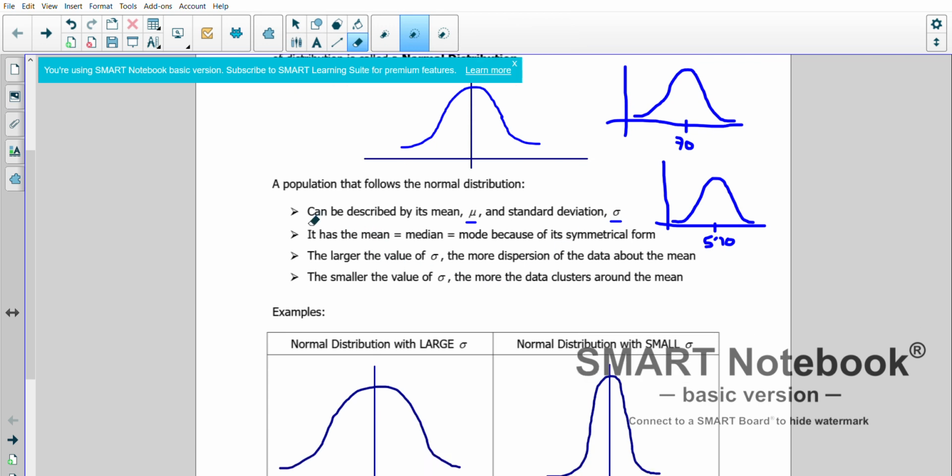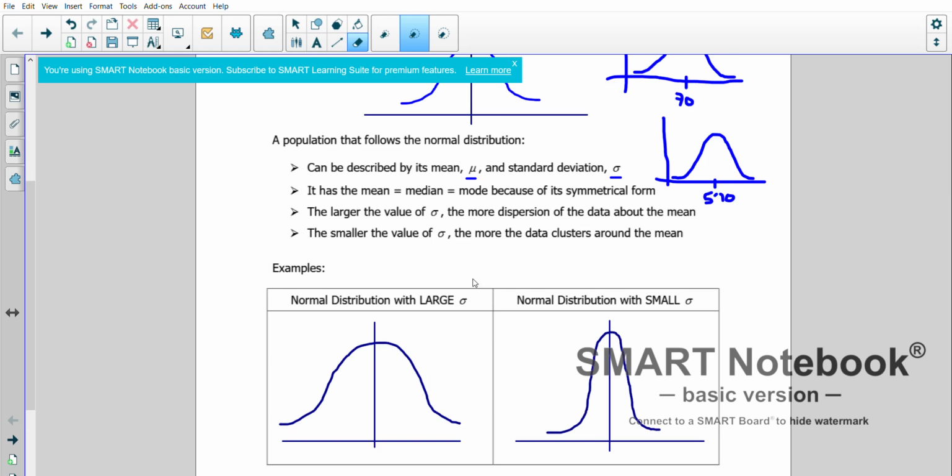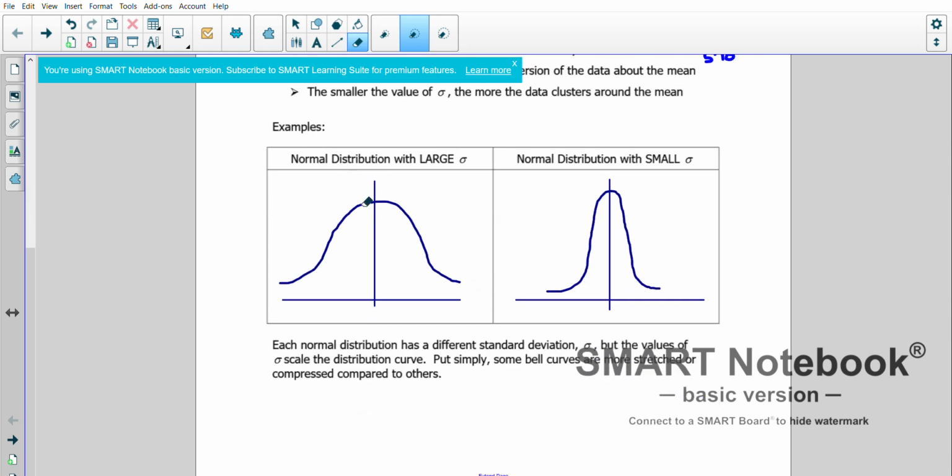This distribution can be described by its mean, mu, and standard deviation, sigma. It has the mean equals the median equals the mode because it's perfectly symmetrical. The larger value of the standard deviation, as we learned in the stats of two variables, the more spread out the data is around the mean. And the smaller the standard deviation, as we learned, that means the data is more clustered around the mean. It's less spread out.